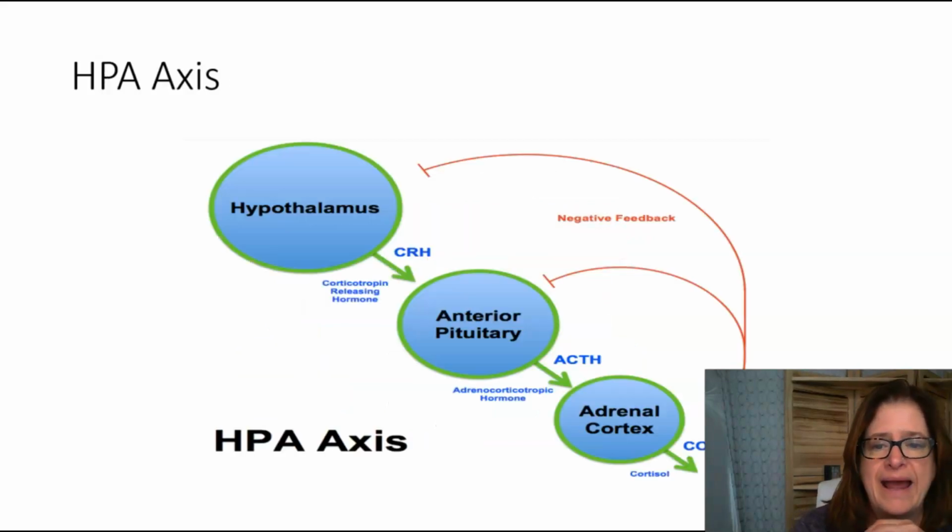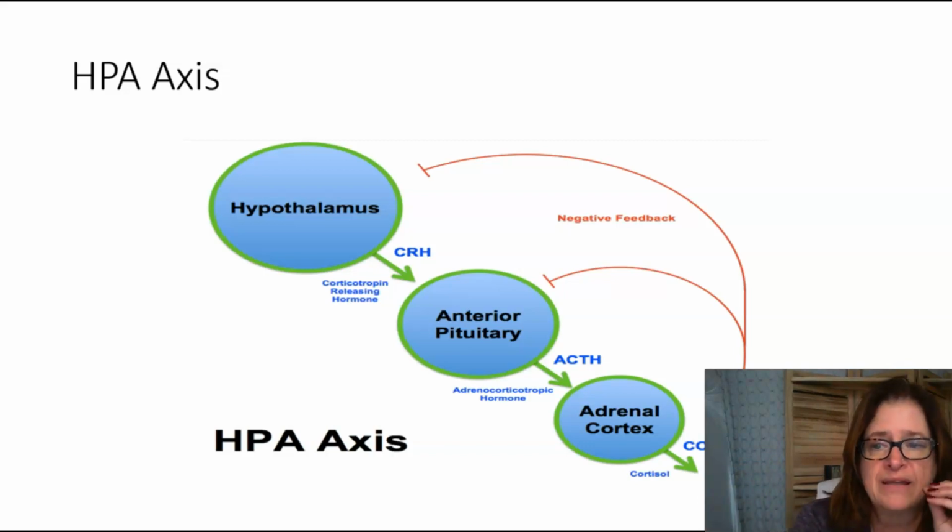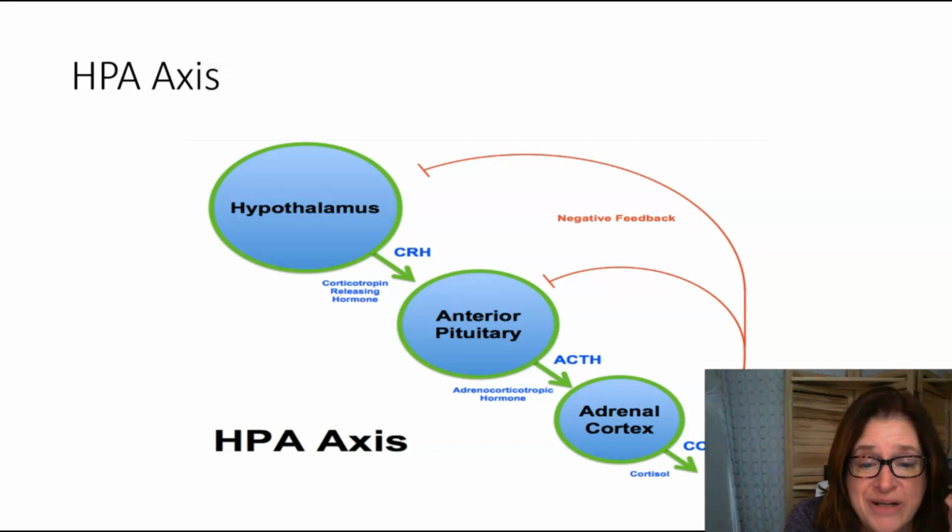Now, the HPA axis is discussed a lot, and some of our research into antidepressants, especially, is using things like corticotropin-releasing hormone or ACTH. So it's important not just for understanding the hormonal impacts. It's also important because some of our future medications are going to be coming from this concept, right? From this system. So the HPA axis is part of our stress response.